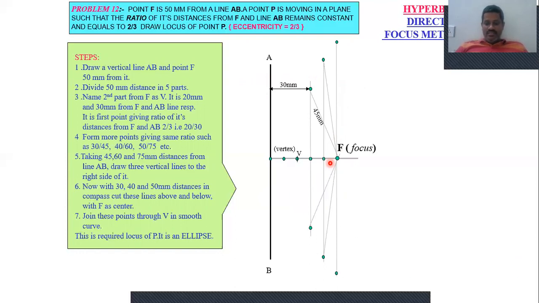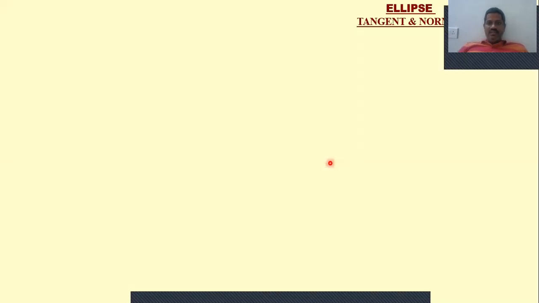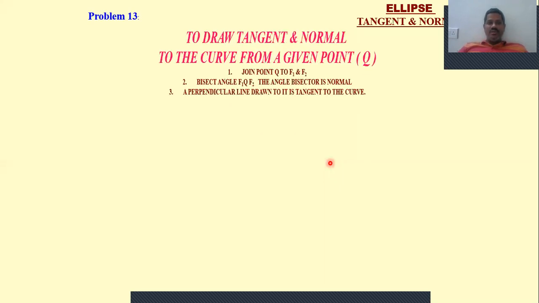Then join these points as a smooth curve like this. You will get the overall curve. This curve is nothing but a hyperbola, drawn by the directrix and focus method. Let me move further to see how to draw a tangent and normal to an ellipse.